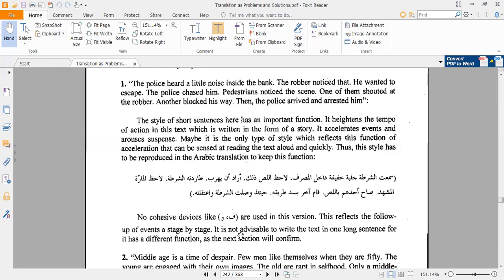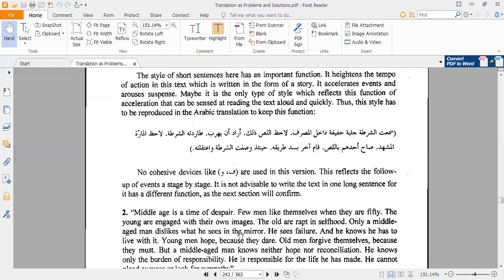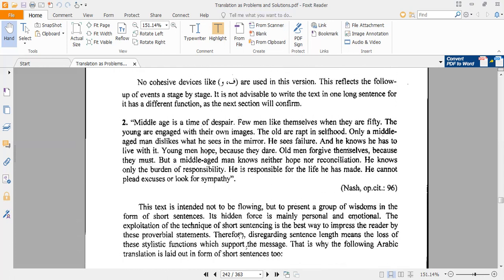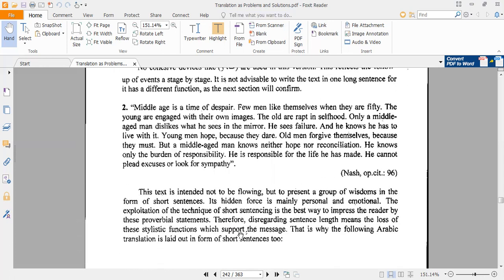So to reflect this stylistic value, we are recommended to not use the cohesive devices, and we are recommended to use the style of short sentences, or to keep the style of short sentences. Okay, look at the second example.